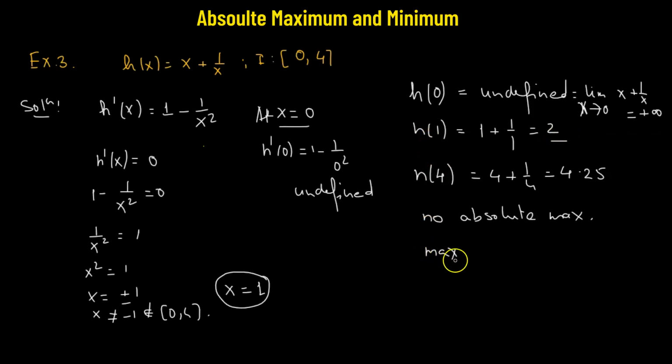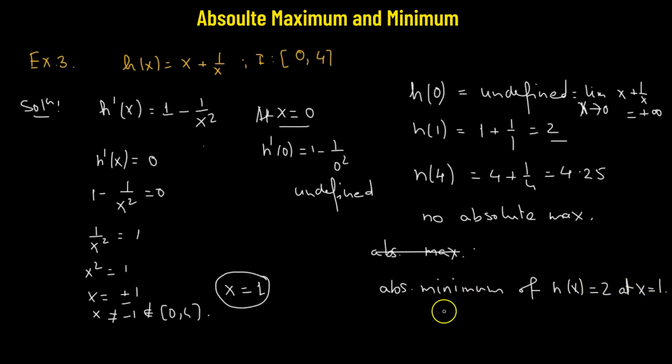So there is no absolute maximum. The absolute minimum of h(x) is equal to 2 at x equals 1. So we only have an absolute minimum value here. This particular function has no maximum value. Let's move on to the next problem.